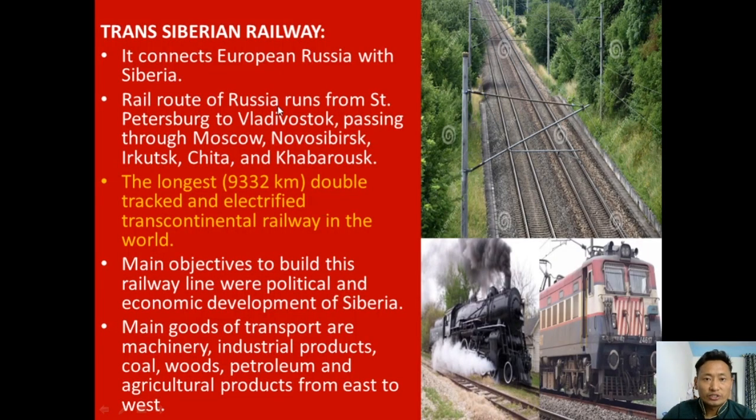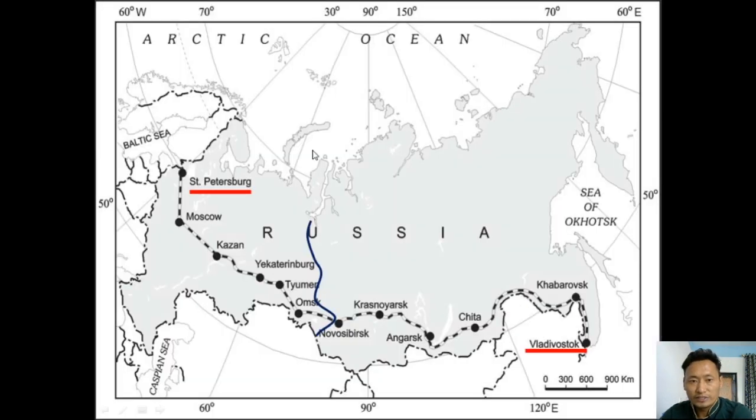Railway route of Russia. That particular railway line runs from St. Petersburg to Vladivostok while passing through many in-between stations. So in the map we can see this. This particular railway line runs from St. Petersburg in the west to Vladivostok in the east. These are called two terminal stations or end stations.